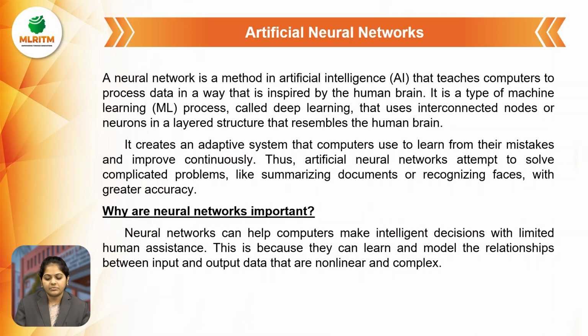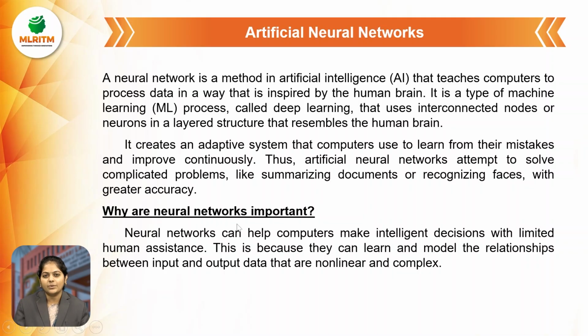It uses interconnected nodes or neurons in a layered structure that resembles the human brain, and it creates an adaptive system that computers use to learn from their mistakes and improve continuously. Thus, artificial neural networks attempt to solve complicated problems like summarizing documents or recognizing faces with greater accuracy. Just as a human learns from mistakes, the artificial neural network will learn from its mistakes and update itself.